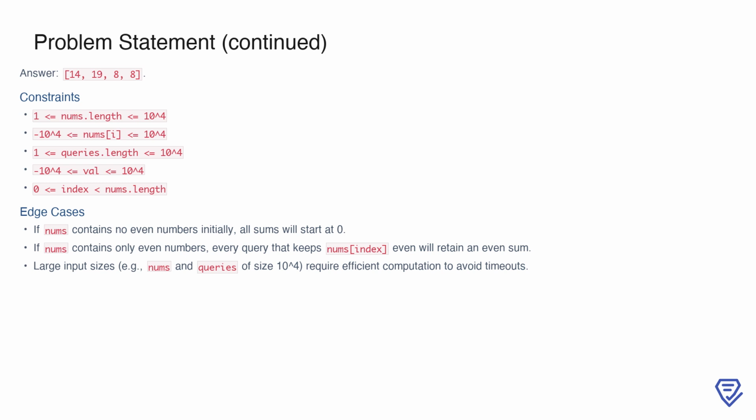For edge cases, if nums contains no even numbers initially, the even sum will start at 0. Additionally, if nums contains only even numbers, queries that preserve the evenness of nums[index] will maintain the even sum. Handling large input sizes efficiently while considering edge cases is key to solving this problem successfully.